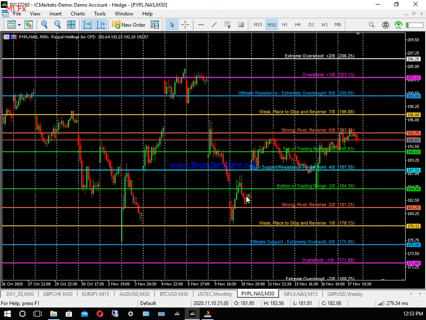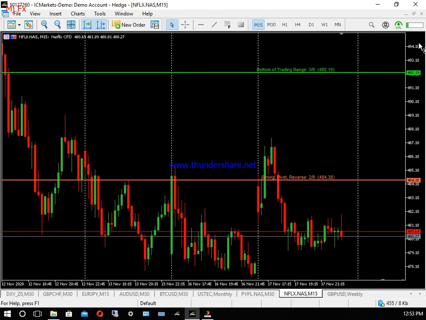So you can see how price went up, came to strong pivot reverse, and it reversed. Another attempt came to strong pivot reverse. This one I took, it reversed. So that is how powerful this software is. Netflix, same, it works on Netflix.